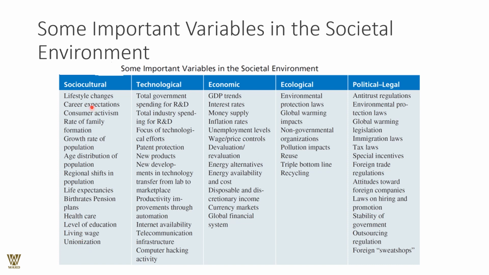Under sociocultural are lifestyle changes, career expectation, consumer activism, rate of family. Rate of family is the way the family is growing. Is it one child per family? Is it two children per family? Is it n number of children per family, or probably people are not multiplying themselves or not bringing any child into the world altogether, or the concept of family has been disrupted altogether.